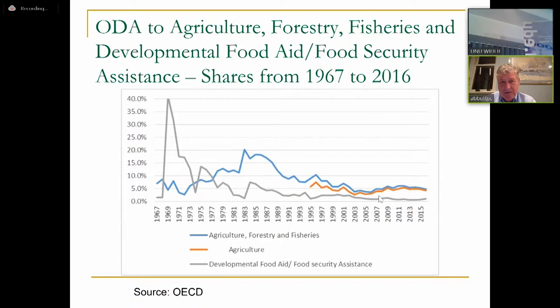This is the data from the OECD showing the trends over time, showing the spike in developmental food aid around the late 1960s, and then the decline of that over time to a plateau that was, as I said, about 3% in 2006. We see the blue line in this graph is agriculture and forestry and fisheries aid, which peaked around 1983 and declined rapidly until about 2003. It leveled off then, and then we see some increase after about 2006.